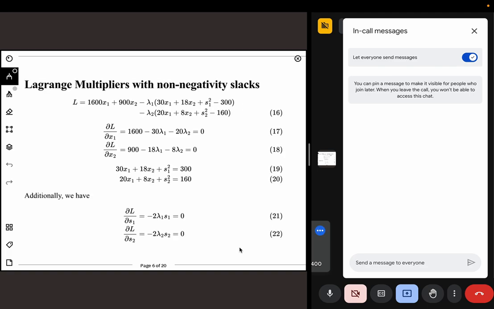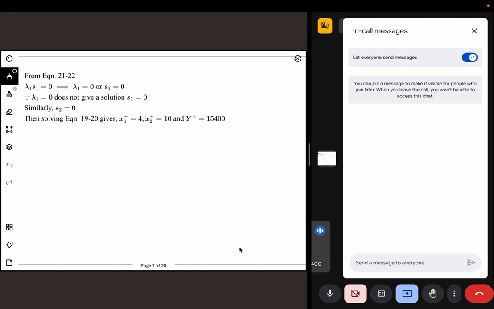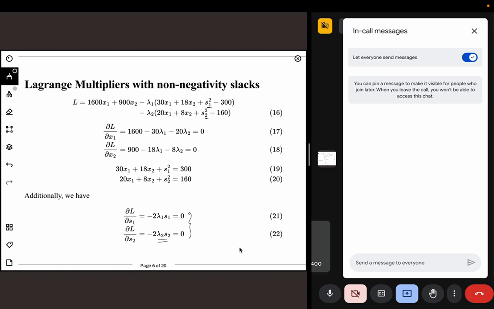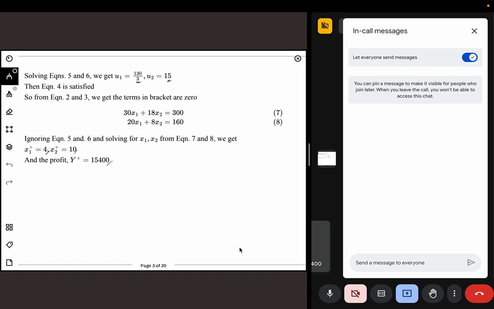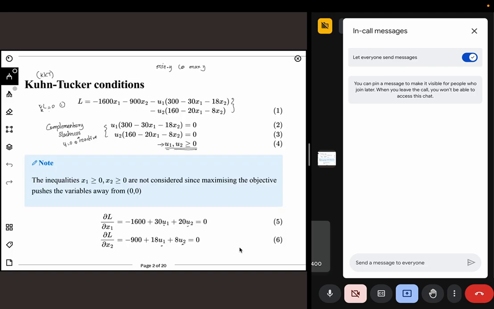So to ensure that, the strategy is to use, instead of s1, s1 square and s2 square. Now you know s1 square is always positive, so this is always true. Then if you solve, you will end up with the complementary slackness condition again. So you will come up with lambda 1 s1 equal to 0, lambda 2 s2 equal to 0. So even with this method, you will again end up with the same equations as you started out with using KKT conditions. So you will get the same equations as this.